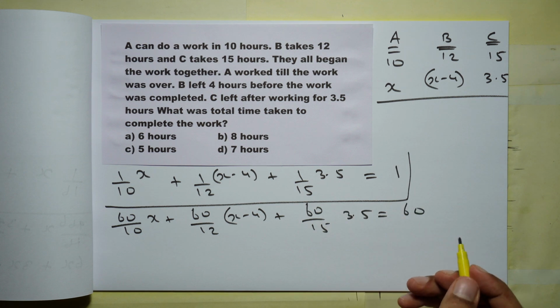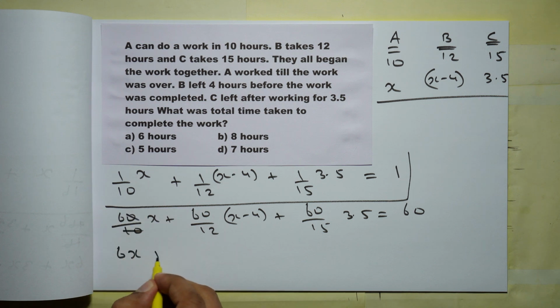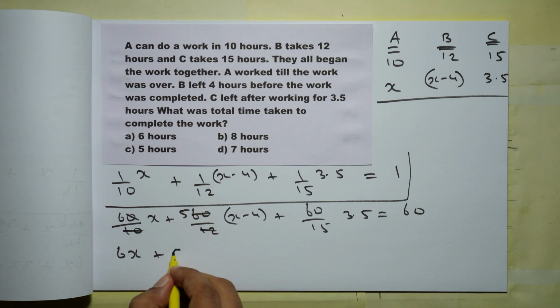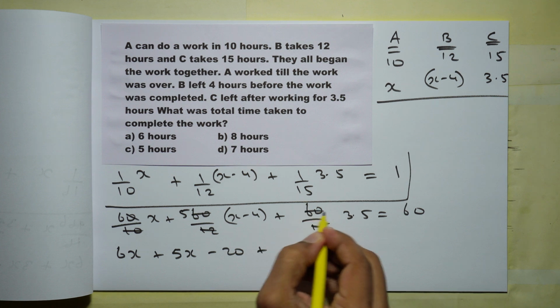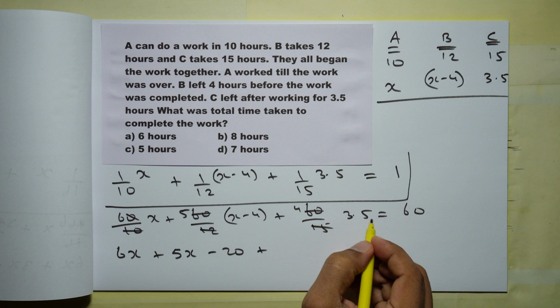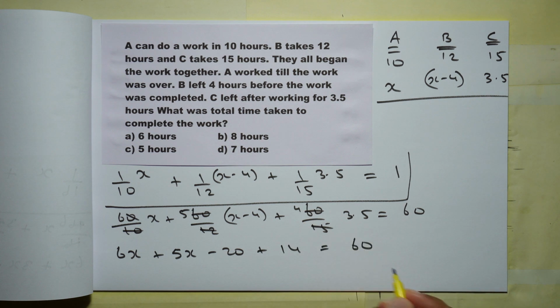is equal to 60. Here 6 times, so that will be 6x. Here 5 times, so 5 into x minus 4, so 5x minus 20. Here 4 times, so 4 into 3.5. 3.5 into 2 is 7, 7 into 2 gives you 14. That is equal to 60. So 6x plus 5x gives you 11x. Minus 20 plus 14 gives you minus 6. That is equal to 60.